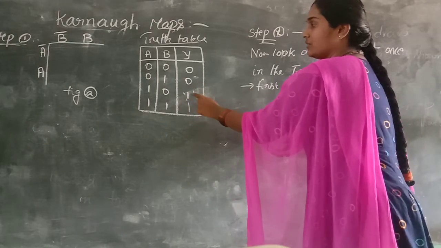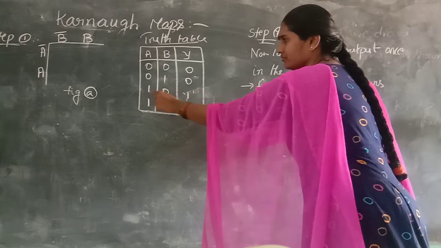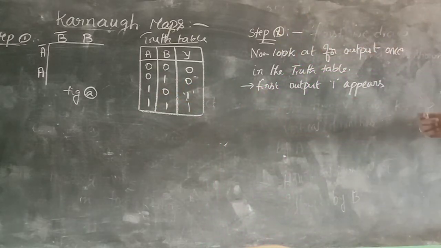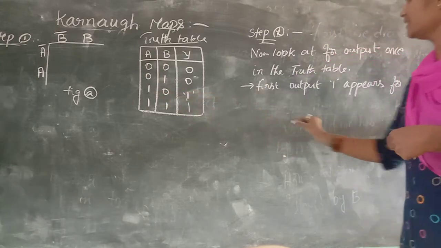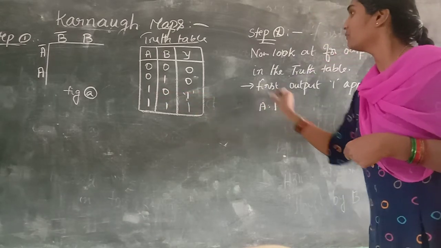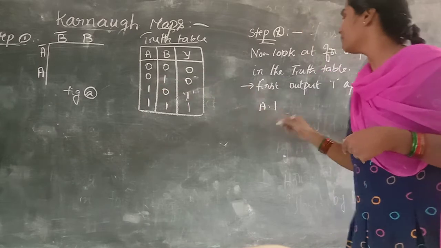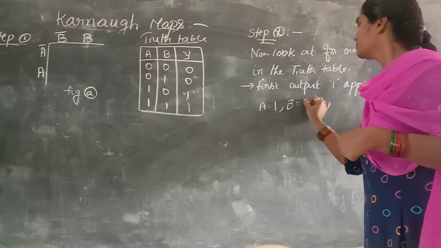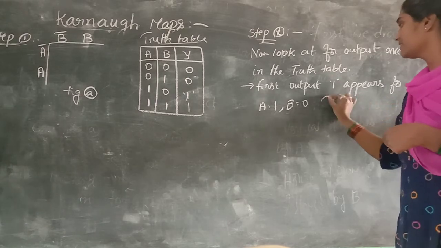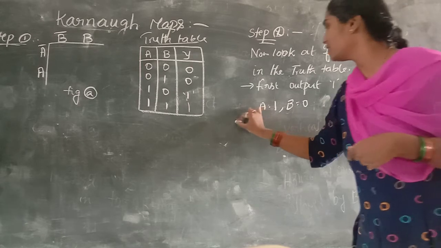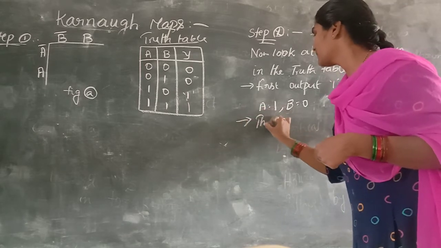For that, we note the values of A and B. What is the value of A here? A equals 1, B equals 0. For this, we write the fundamental product.